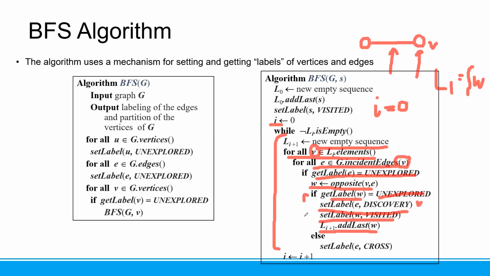If the label of w is not unexplored, so if this node is already explored, then the label of this edge will be cross, or cross edge. So we will repeat this until we finish checking all the vertices. This i will be increased by 1 until all the Li are empty.